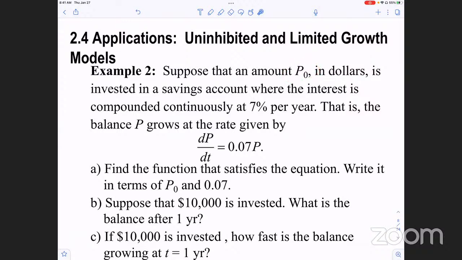Initial deposit is invested into an account that's compounded continuously at a rate of 7% per year. So then the balance P grows at a rate, so the rate of growth is 0.07 times P, right? So then we're asked to find a function that satisfies this. So we can use theorem 9. We have P prime equals some constant times the original. So this is going to be the exponential growth model. Find a function that satisfies this equation, write it in terms of P naught and 0.07. Okay, suppose that $10,000 is invested. What's the balance after 1 year? If 10,000 is invested, how fast is the balance growing?